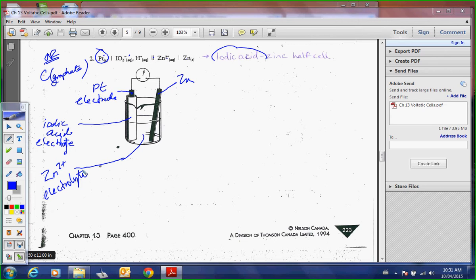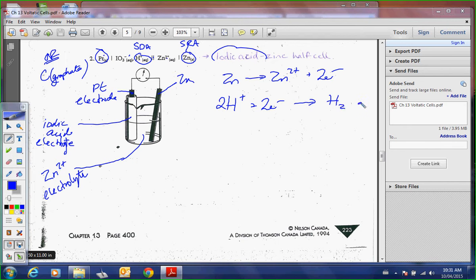So which is the cathode, which is the anode? You look up the two reactions, and you find that your H plus is your strongest oxidizing agent, and therefore the zinc must be your strongest reducing agent. Is that correct? Yeah. And so you've got your zinc becoming zinc 2 plus and 2 electrons, and you've got your H pluses, 2 of them gaining 2 electrons to become H2 gas.